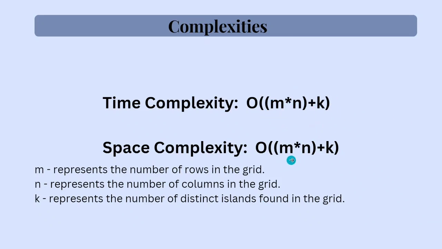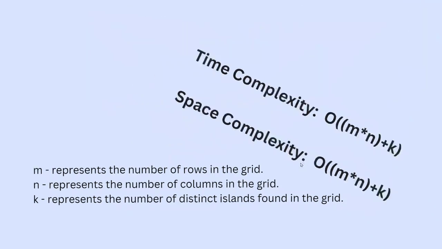And the space complexity is also the same, that is O of m star n plus k. Here, when we use a hash set for storing the distinct shapes, it takes O of k space complexity, and during DFS traversal, the recursion stack might contain up to O of m star n elements. So combining these two, we will get O of m star n plus k.